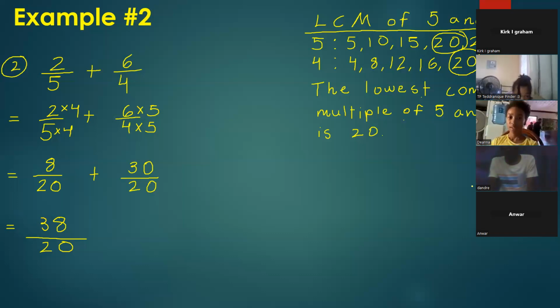Diana, what is 30 plus 8? 30 plus 8 is 38. Do we add the denominators or they stay the same? They stay the same. Very good. Tedranik, what is 30 plus 8? 38. Very good. Do we add the denominators or do they stay the same? They stay the same. Very good. Excellent.